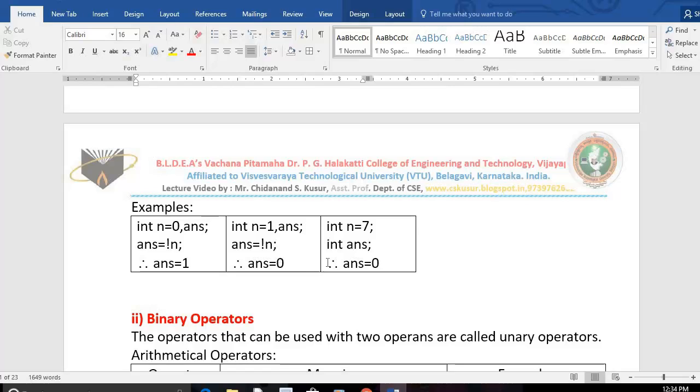1 changes to 0. Int n equals 7. For the computer system, other than 0, all are true. Number 7 is true for the machine. Int answer. Afterwards, what do I do? Answer, int answer.